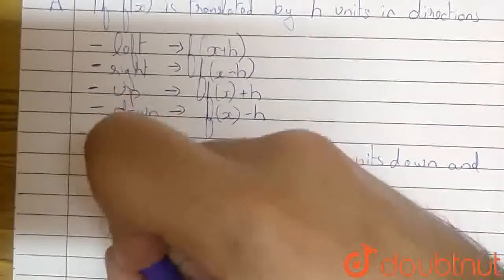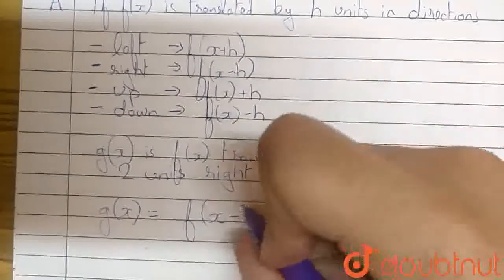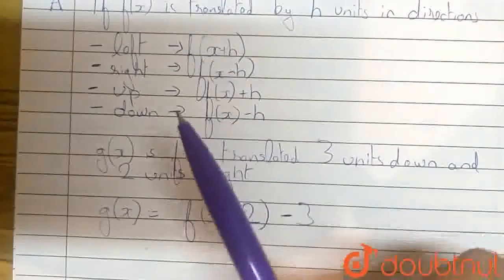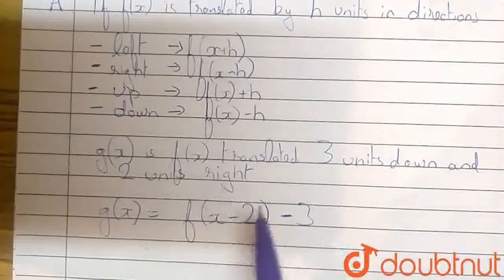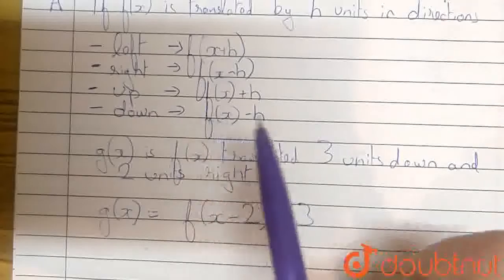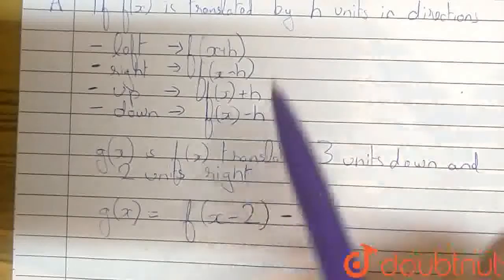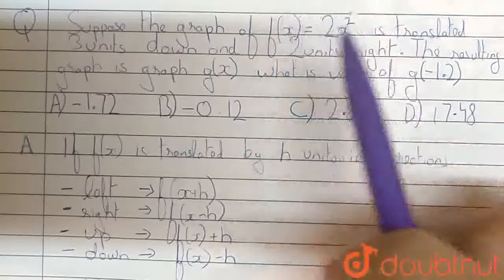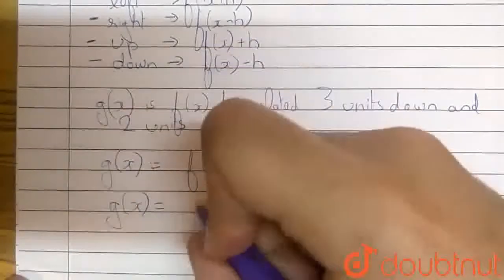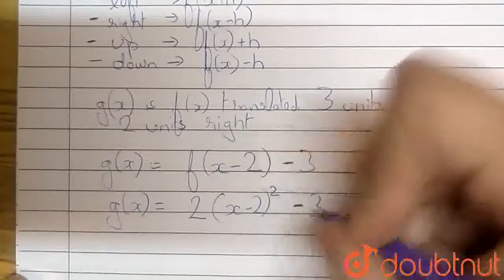So g of x will be equal to f of x minus 2 minus 3. Using these rules, for right 2 units, x minus h, which is x minus 2 here, and down we will use this, so it will become minus 3. So now we put in the value of f of x, which is equal to 2x square. So g of x will be equal to 2 times x minus 2 square minus 3.